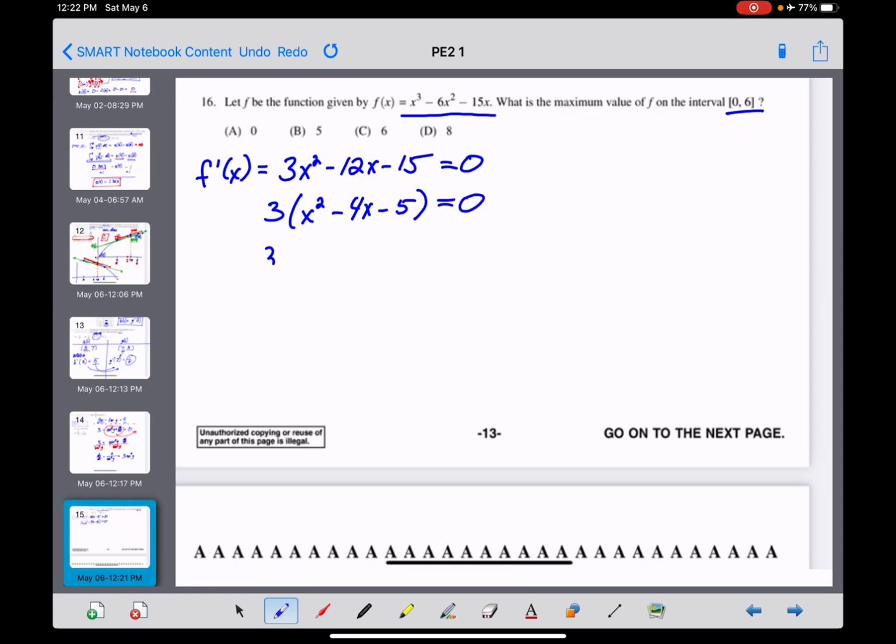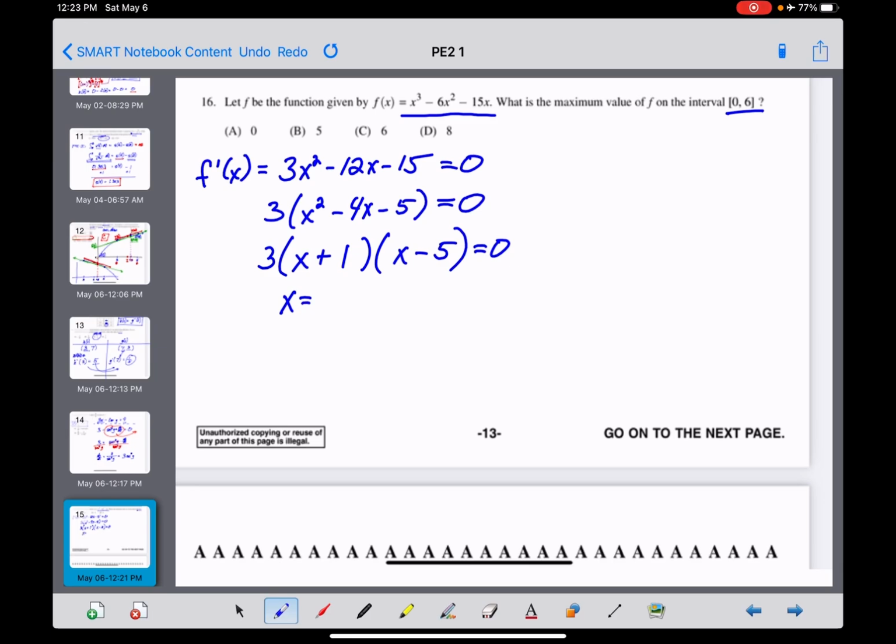Now I'm feeling pretty good about this. And then we'll do some reverse FOIL here, guys, and that's going to be an x and an x. Since that 5 is negative, one plus and one minus, and we need two numbers that multiply to negative 5 and add up to negative 4. That's going to be a positive 1 and a negative 5. We'll set that equal to 0 and solve.